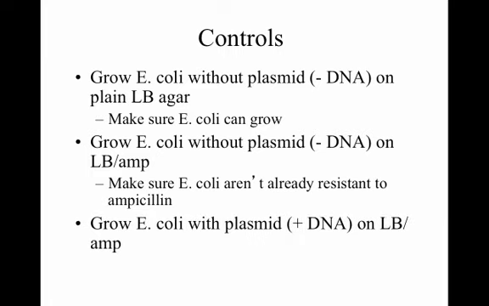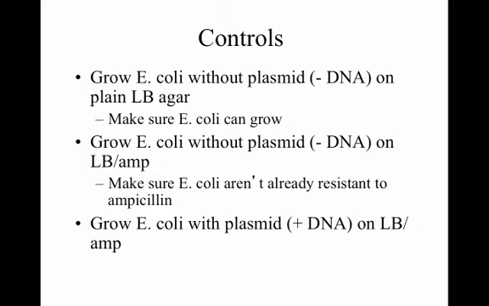Lastly, we are going to have our third control, which is grow the E. coli with the plasmid on LB with ampicillin. Now we're thinking, should they grow or should they not? Yeah, they should, right? If they got the plasmid, they should grow. Will they glow? No, why not? Because we didn't give them Arabinose.